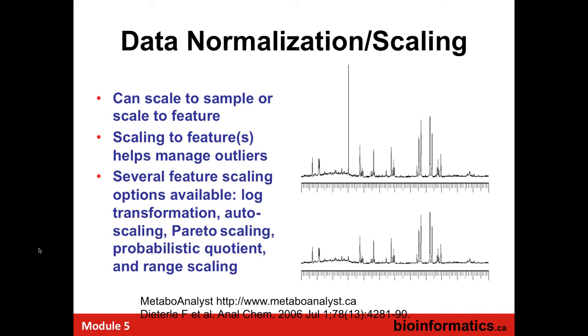And so when you have a skewed distribution, that's when you start using these log transformations, or auto-scaling, or Pareto-scaling, or probabilistic quotient methods, or range scaling. And that helps bring things in so that they look like normal distributions.